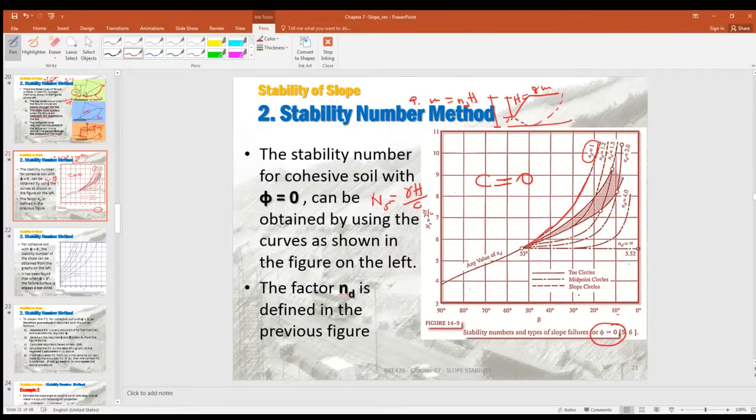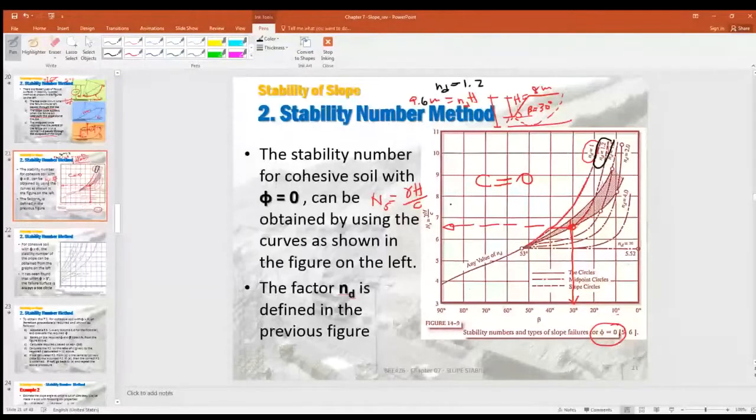If the beta is 30 degrees, you should use this 30, and then come up to there. That's 1.2. So you directly read this value, 1.2. That's ND equals 1.2, because 9.6.